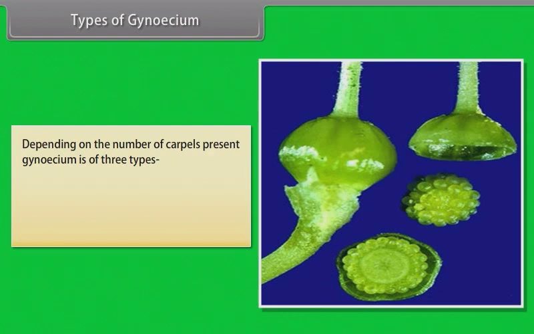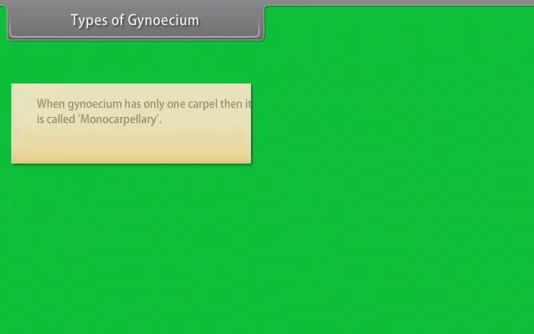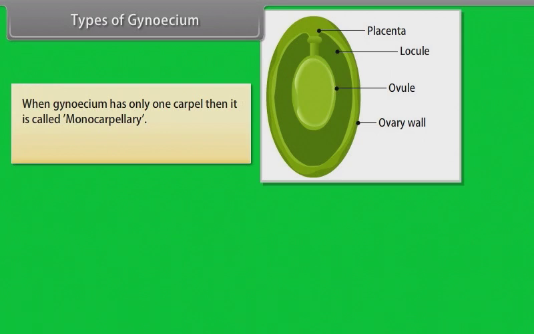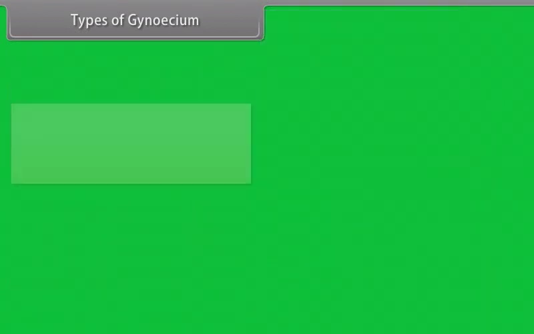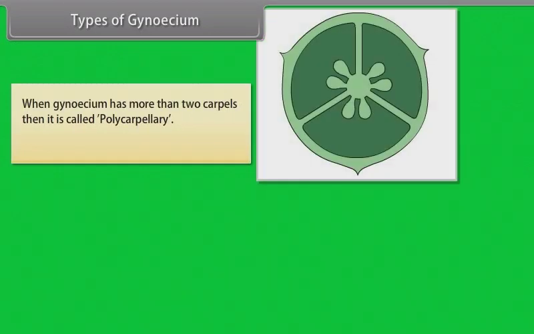Types of gynoecium. Depending on the number of carpels present, gynoecium is of 3 types: monocarpellary, bicarpellary, polycarpellary. When gynoecium has only 1 carpel, then it is called monocarpellary. Example: pea, Leguminosae. When gynoecium has 2 carpels, then it is called bicarpellary. Example: Solanaceae, Cruciferae. When gynoecium has more than 2 carpels, then it is called polycarpellary.